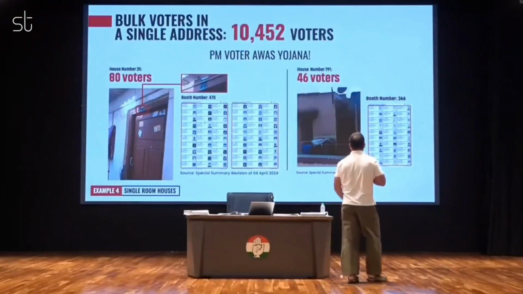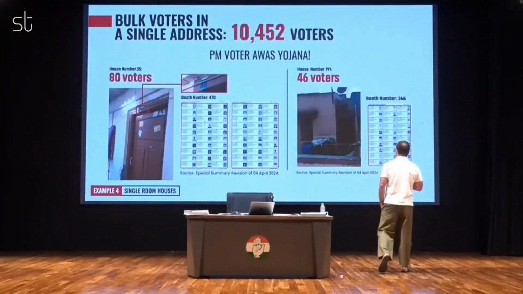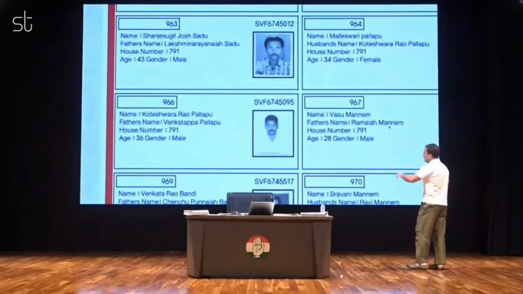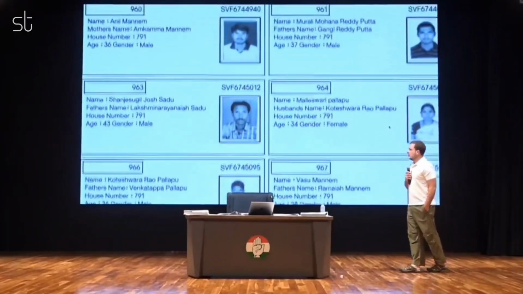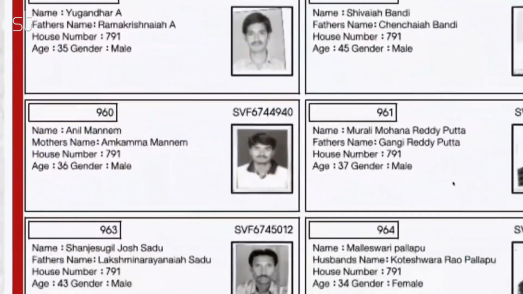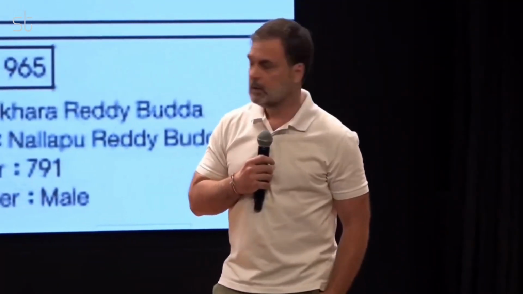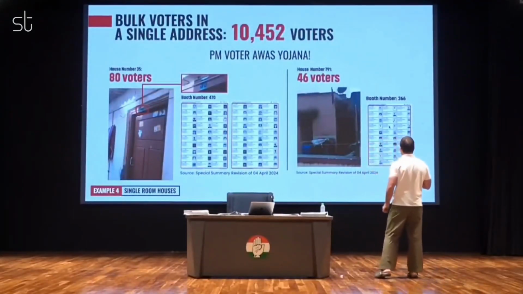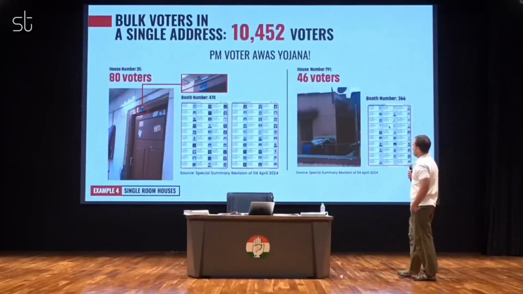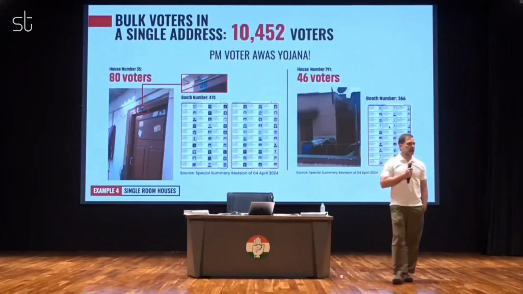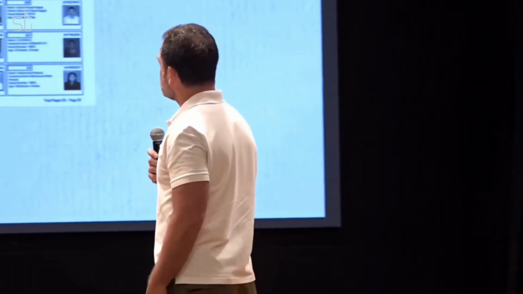Here's another one. Booth number 366. Zoom in on this a little. 46 voters, all from different families, living in a single bedroom house. And when we go there, they don't exist. Zoom out. So that's a single bedroom, 46 voters living there. Same thing there, 80 voters living there. No sign of their existence. When we go there, we're threatened. Our people go there, they're threatened. Take video, they're threatened. Okay, next.